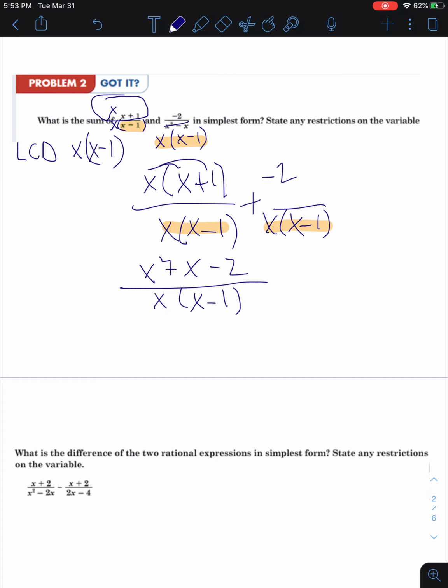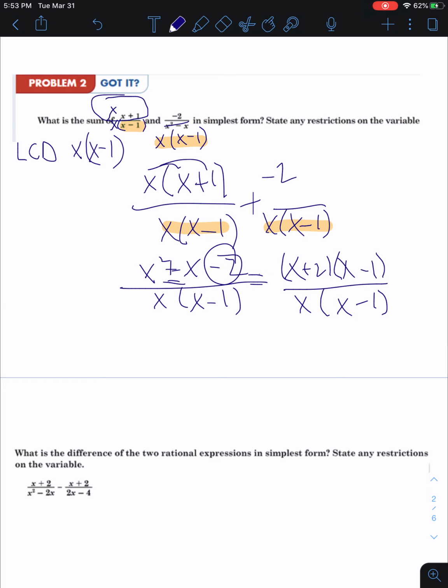Now I'm going to have to factor this trinomial here, putting it over x times x minus 1. Oh, and I haven't done the restrictions yet. So we'll split the x's on top, and then factors of negative 2 that would give me a sum of positive 1. So that would be plus 2 minus 1.